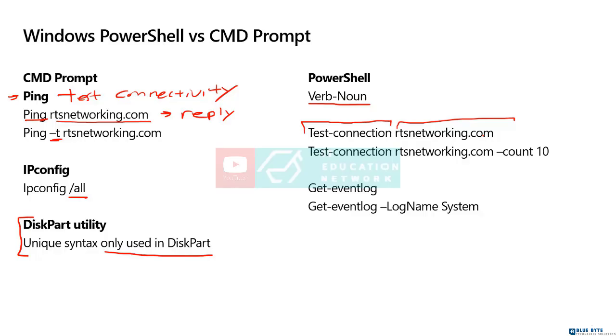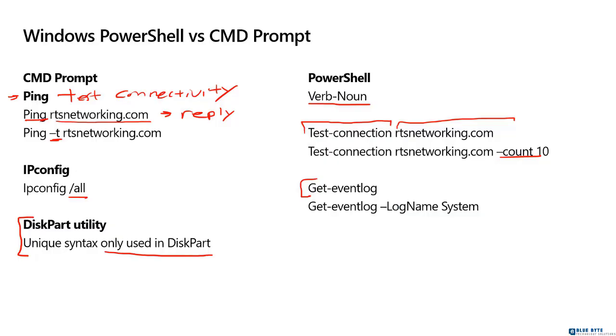If you want to modify it with parameters, parameters in PowerShell will always be -something. So that same command, test-connection rtsnetworking.com -count 10. Now that'll send 10 ping requests, which we call echo requests, and it'll get 10 replies. So here you do have to specify a number, it just won't run continuously, but that would really be the equivalent. If I wanted to look at my event log, verb-noun, get-eventlog. If I want to look at a specific log, get-eventlog -logname system would show me the contents of the system log.